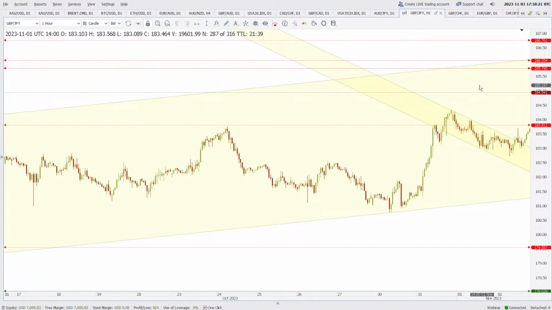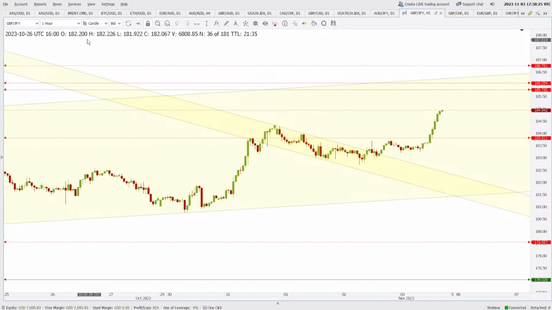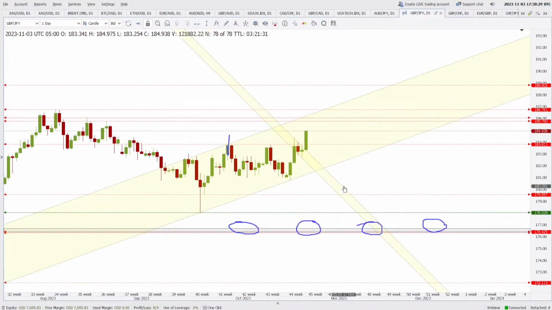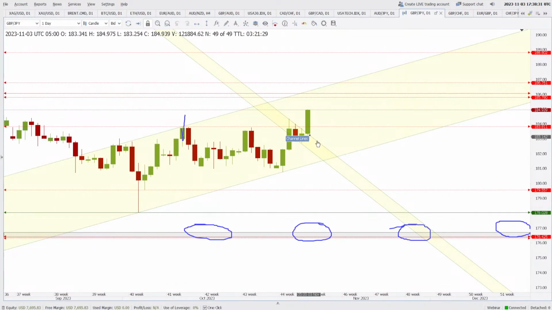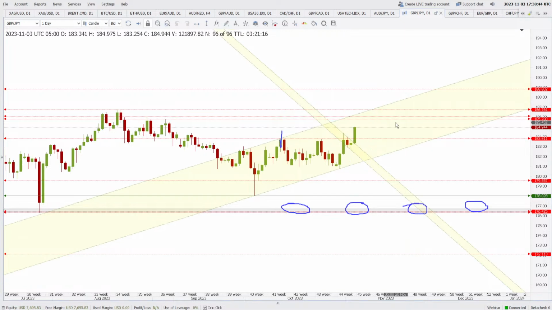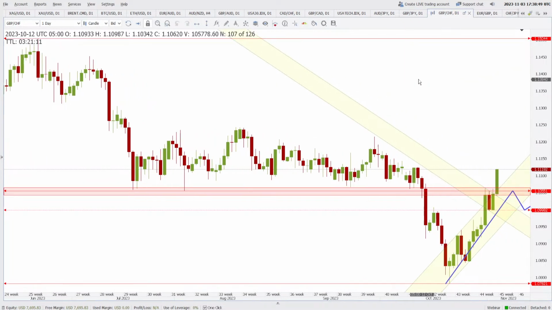GBP JPY also must be going up and up. We discussed it yesterday also, and now, all right, 185.78 is the resistance, guys. First resistance, second is approximately 186.76. So all those who are making money here, I'm happy for you.